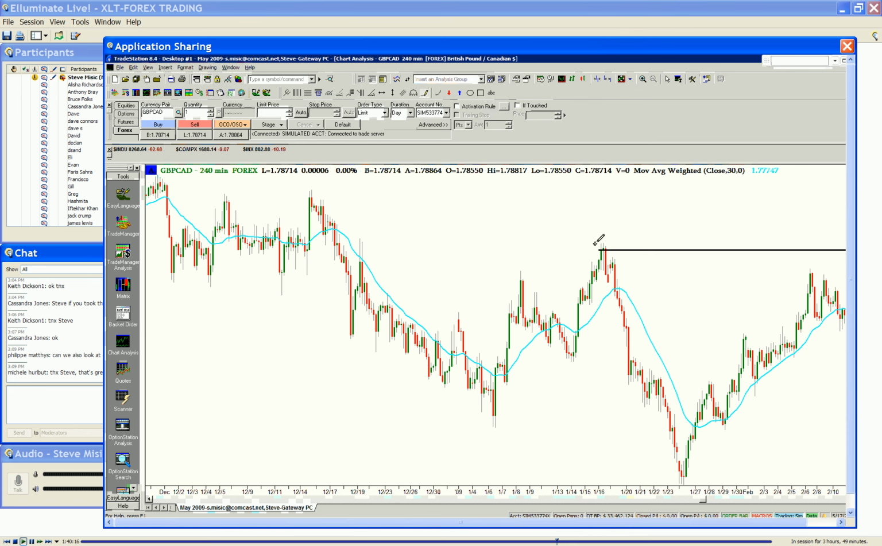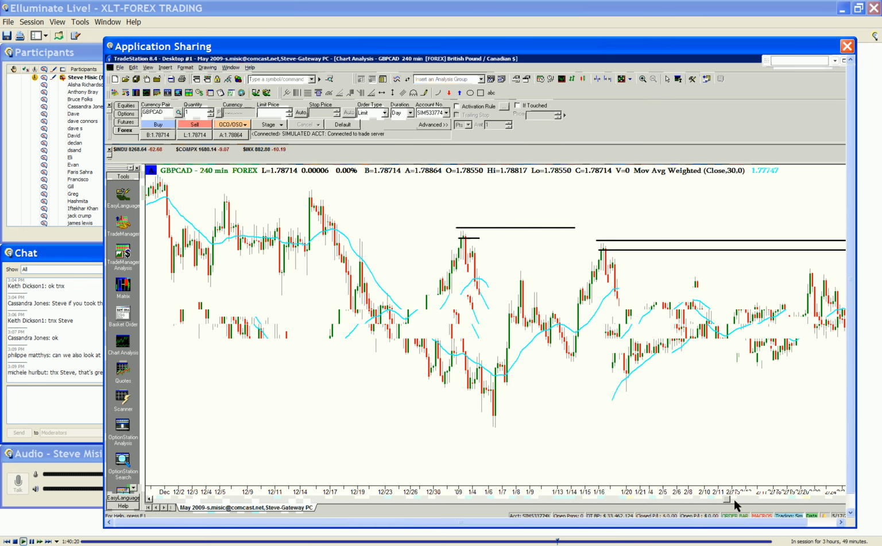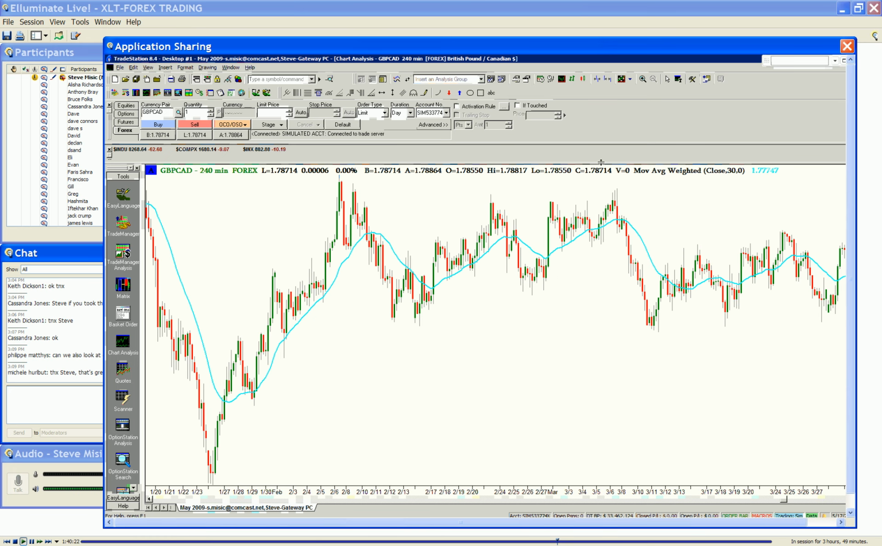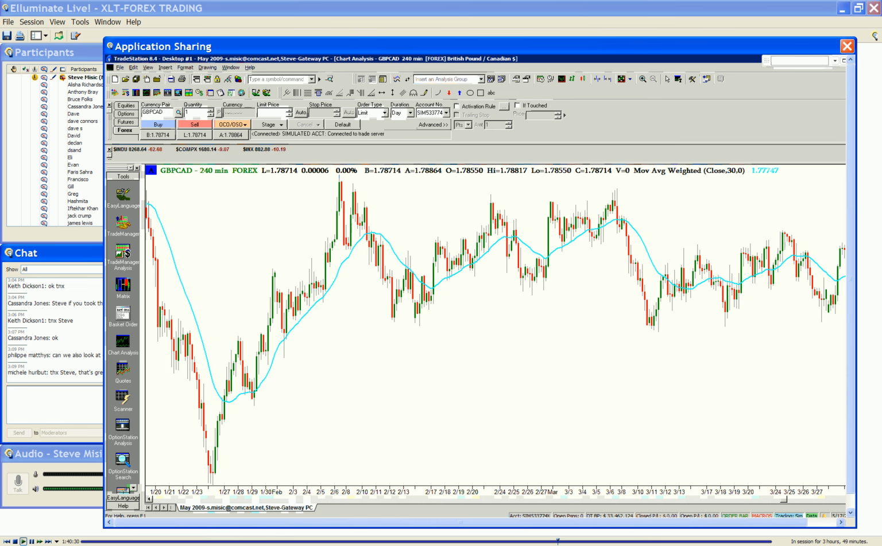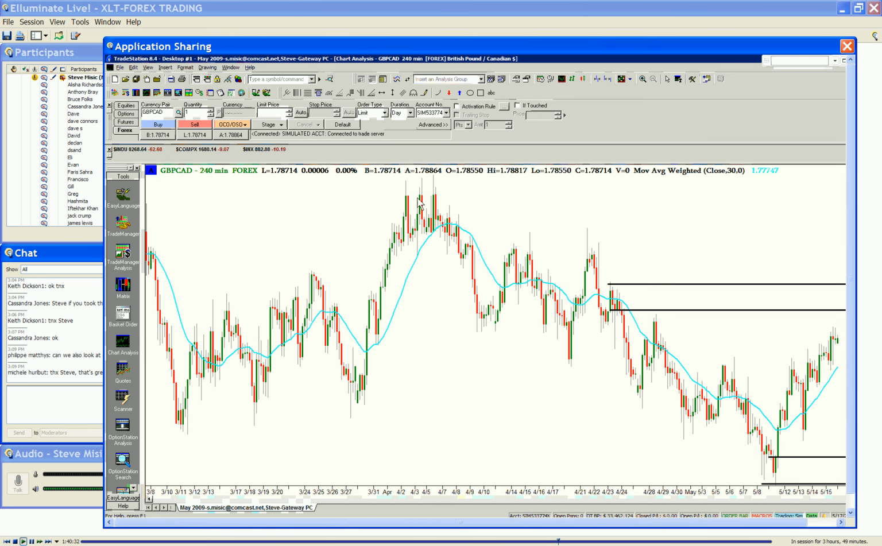Okay. But that's a ways away. This one here actually pushed the wick through here to here, so we're not going to consider that one. And then we've got this big area here, which is probably still some resistance, but not really quality. Okay.